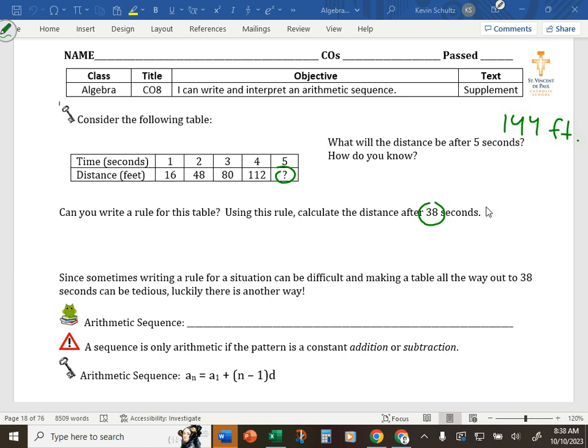Okay. So we're looking here and we see this common difference developing here, right? From 16 to 48 is 32. From 48 to 80 is 32. From 80 to 112 is 32. And so it stands to reason that 112 plus 32 would give us the next distance, which is 144.